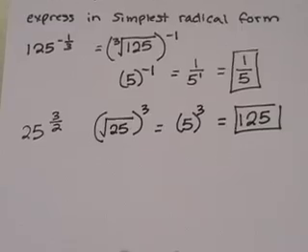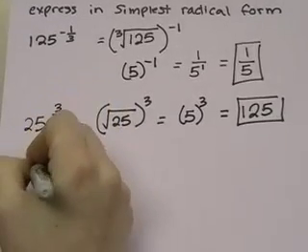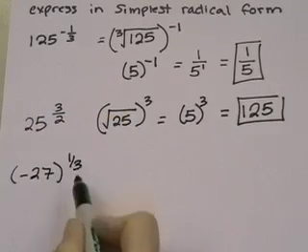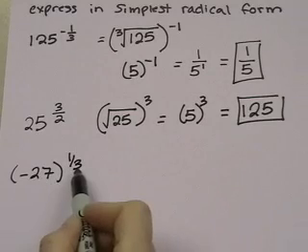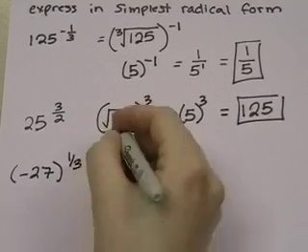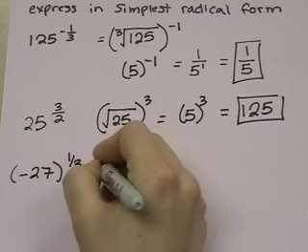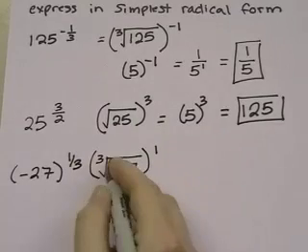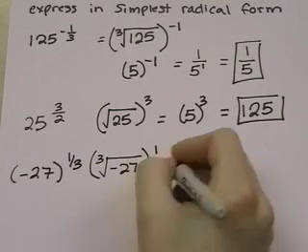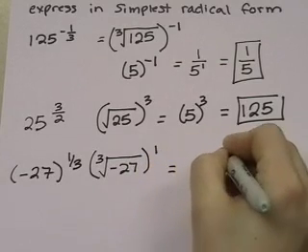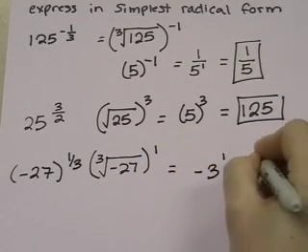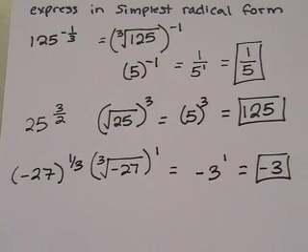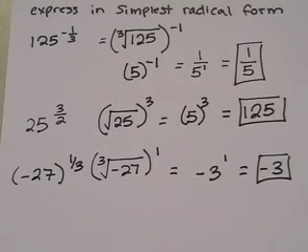Last example of these, I'm going to have a negative 27 to the 1/3 power. Again, I'm going to look at degree over index. Is 27 a perfect cube? Negative 27 is a perfect cube, so I'm going to take that first. The cubed root of negative 27, all to the 1st power. Well, I know the cubed root of negative 27 is negative 3, so I'll have negative 3 to the 1st power, or my answer will be negative 3. So, I've just expressed all 3 examples in simplest radical form. I'm going to move on.